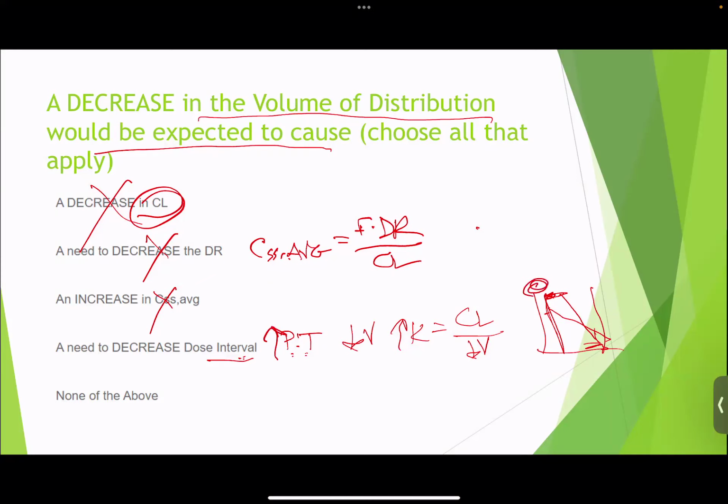So our peak to trough ratio is increased. So we could have some toxicity here, a lack of efficacy here. So what are we going to need to do? We're going to need to decrease the dose interval. We're going to have to chop it up into smaller pieces so we can have a smaller peak to trough ratio, more like a constant infusion. So this one is correct.